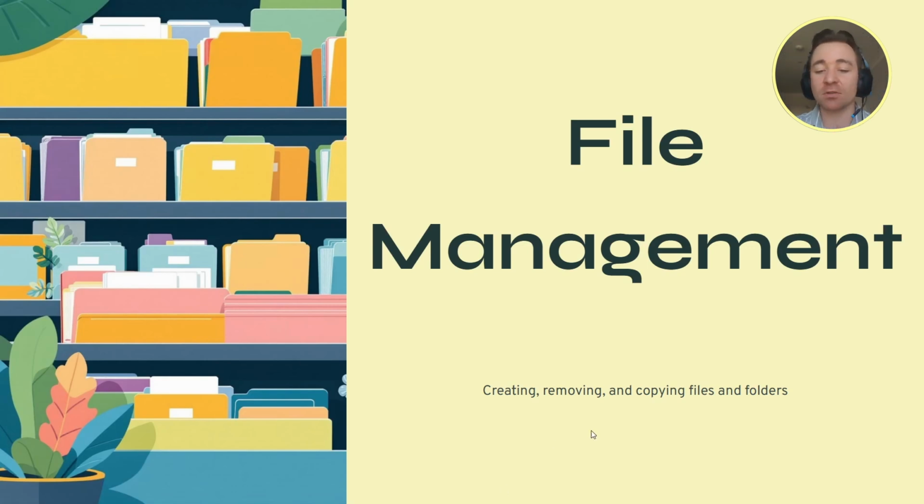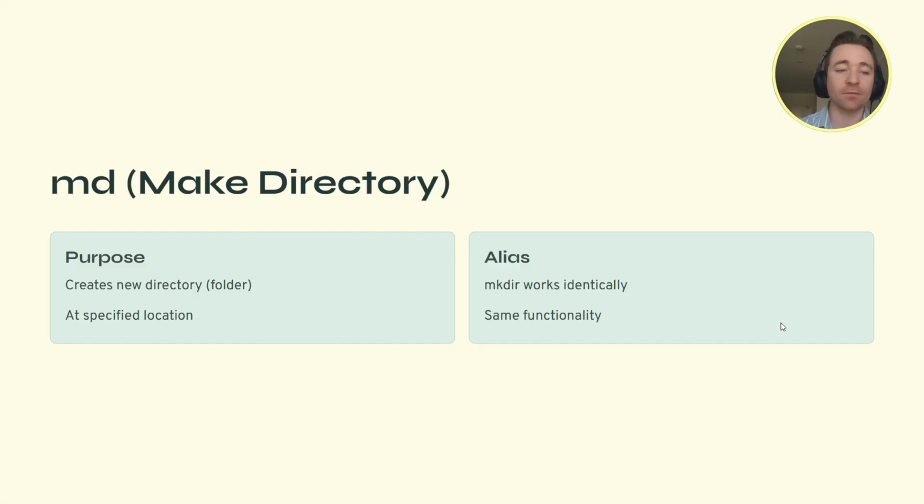How can we create, remove, and copy files and folders? The first one is MD, or make directory. There are two different commands you can use for this. We have MD, or you can also use mkdir. I use MD because it is easier to type. So what does this do? It creates a new directory, which remember is just a folder, at a specified location.